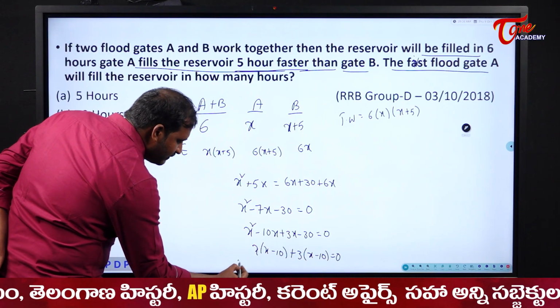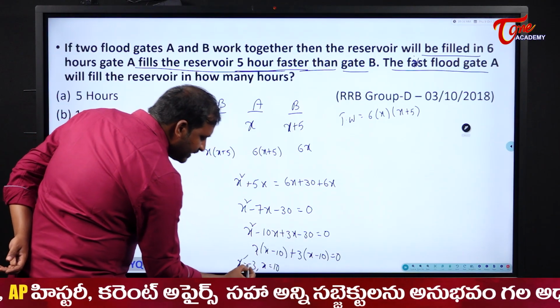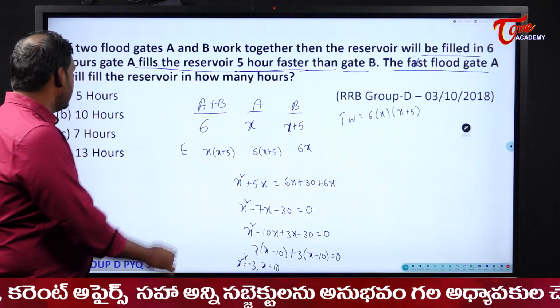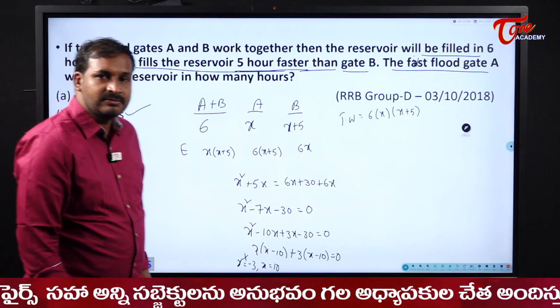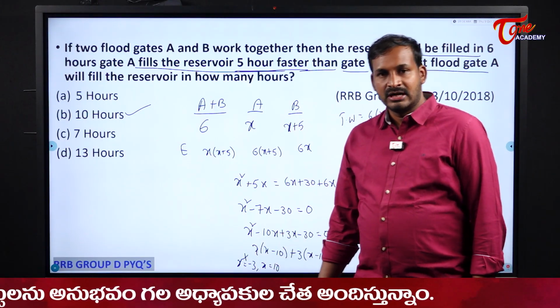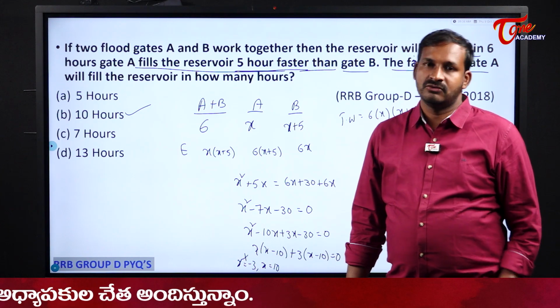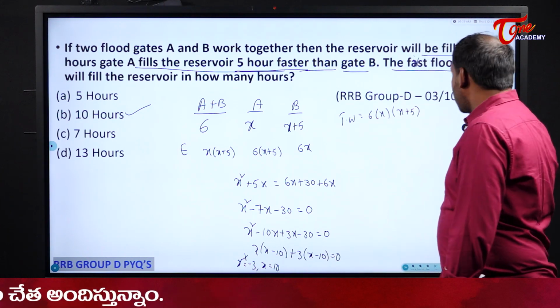So therefore the x value will become −3 and x = 10. I can eliminate the negative time, so it becomes 10 hours. Our answer here becomes 10 hours. Understood? If you substitute the options also, you will get the answer as 10 hours only. Okay, right? Next one.